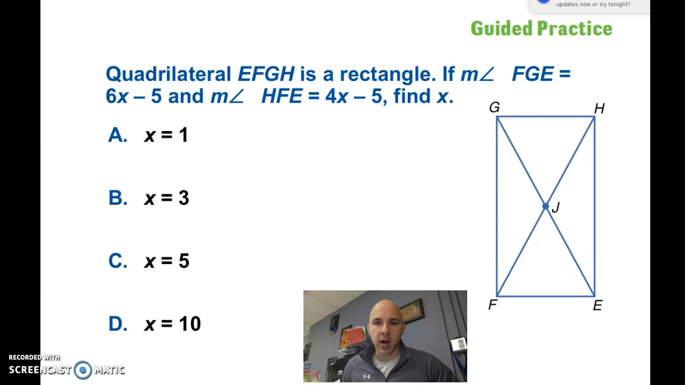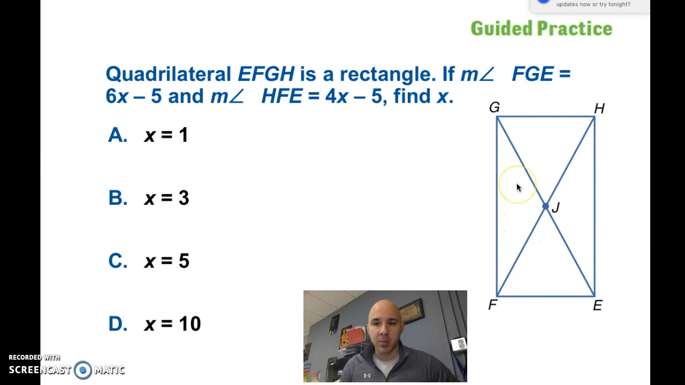All right, this is the guided practice for example number 2, benchmark 27. This quadrilateral EFGH is a rectangle. If the measure of angle FGE equals 6x minus 5 and the measure of angle HFE is 4x minus 5, you want to find out the value of x.